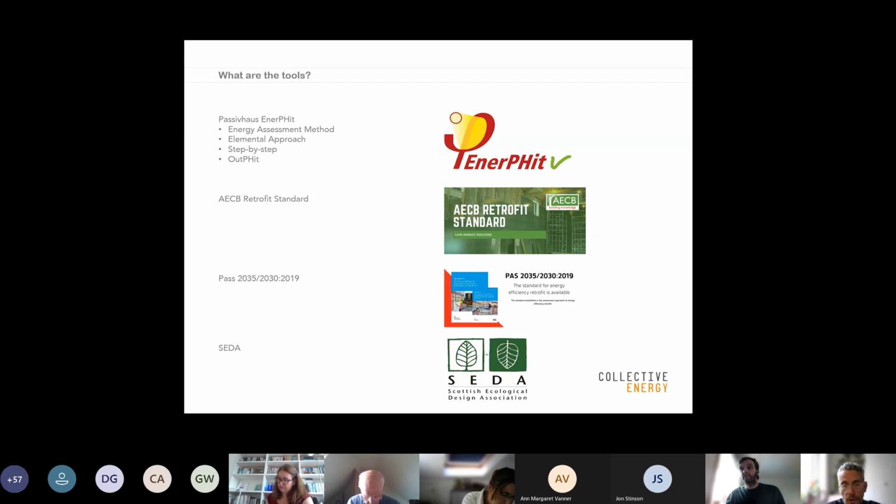Another useful tool is the ACB Retrofit Standard, that works and recommends the use of PHPP as energy assessment. PAS 2035 and 2030 is a new British standard for energy efficiency retrofits. This doesn't set performance standards, but it's an incredibly useful document for outlining the processes that need to be implemented, particularly for step-by-step retrofit within the industry. CEDA have also produced some really useful publications and guidance, and I'm happy to plug what Natasha was plugging earlier. The Sustainable Renovation Guide is incredibly useful if you are retrofitting older properties.